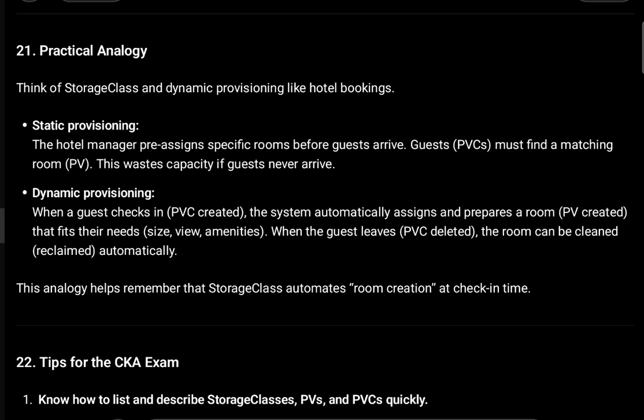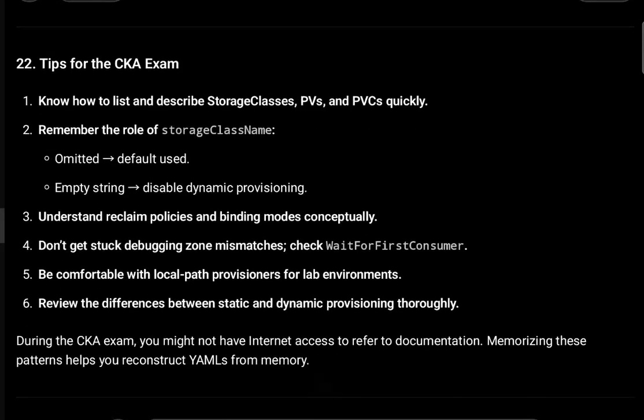Guests (PVCs) must find a matching room (PV). This wastes capacity if guests never arrive. Dynamic provisioning: when a guest checks in (PVC created), the system automatically assigns and prepares a room (PV created) that fits their needs: size, view, amenities. When the guest leaves (PVC deleted), the room can be cleaned and reclaimed automatically. This analogy helps remember that the storage class automates room creation at check-in time.